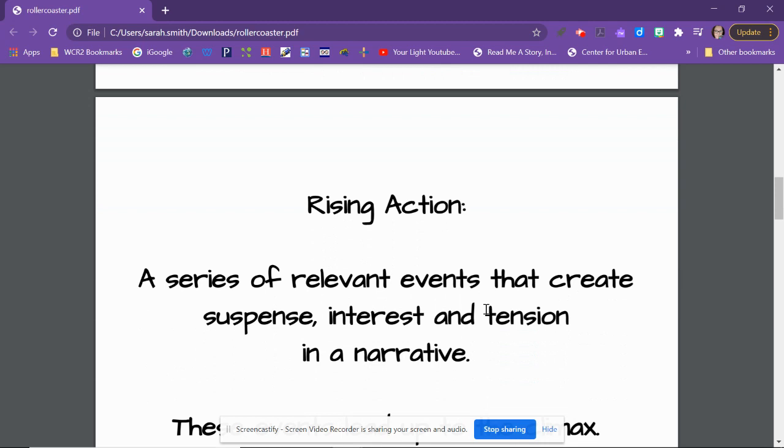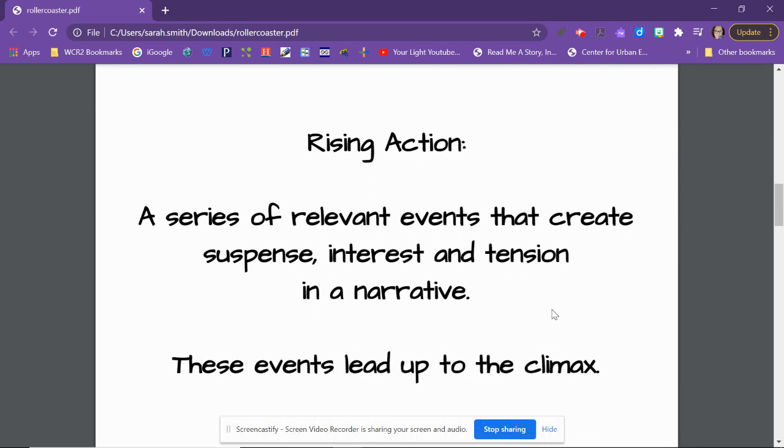Then we have what I keep saying is the rising action. This is a series of relevant events. Relevant means events that have to do with the actual story. And it's a series of them, which means that it's more than one action or event that creates suspense and interest and tension in a narrative. And these events lead up to the climax.